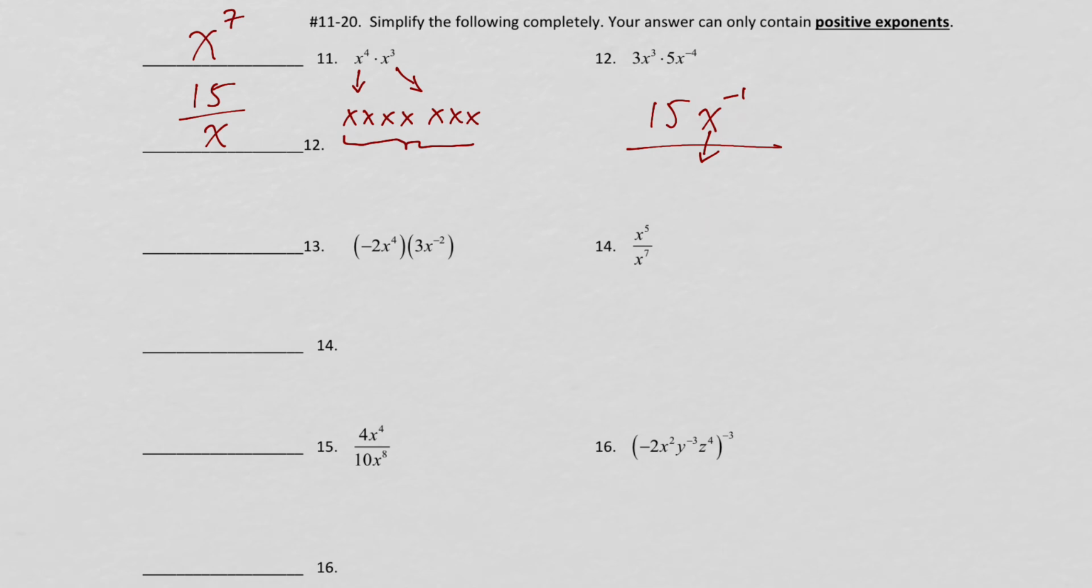First thing I'm going to do is I'm going to multiply. Negative 2 times 3 is negative 6, and we're going to have x to the 4 plus negative 2, which is positive 2. And then there's no simplification. That's our final answer.